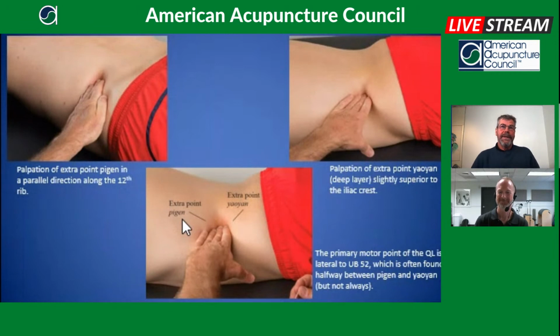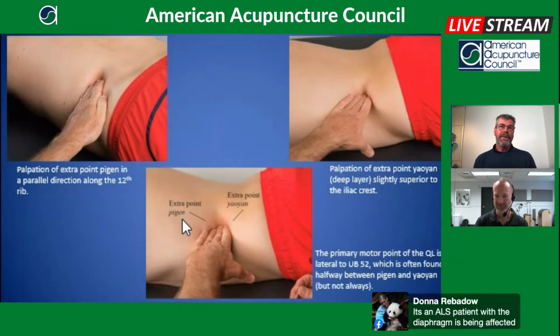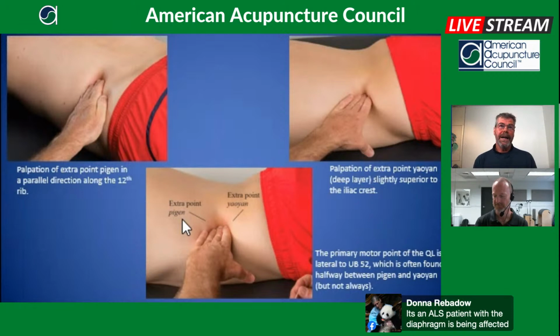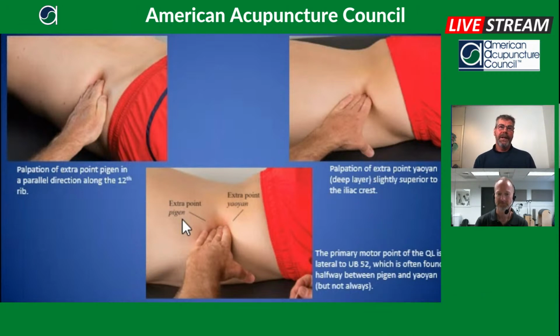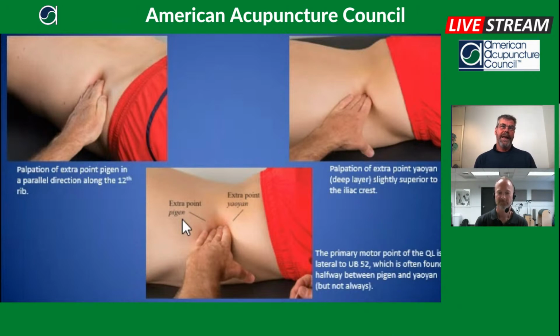So yes, let's now talk about needling these points. In the upper left image, you can see palpation of the extra point Peigen. We know that Peigen is located 3.5 cun lateral from the lower border of the spinous process of L1. Really what I'm going for in this particular case is the corner pocket, I call it. It's where the iliocostalis and also the quadratus lumborum attach to that 12th rib, and you're just palpating along the 12th rib from the lateral aspect up into that corner. You can see a bit of a crease there.